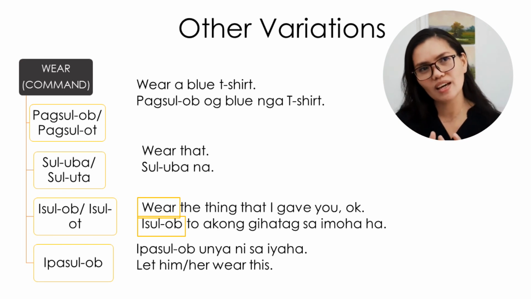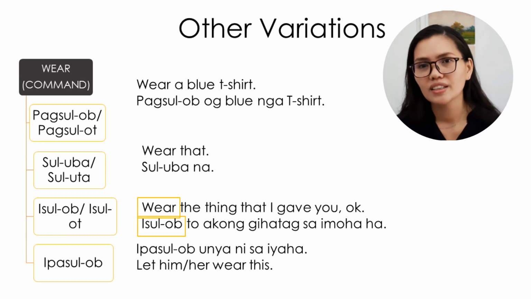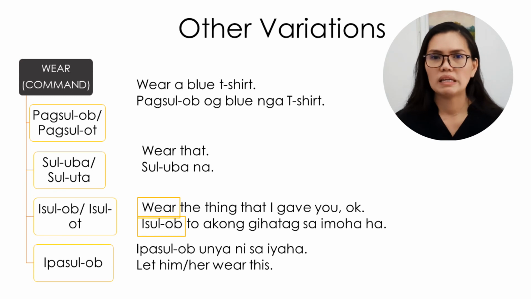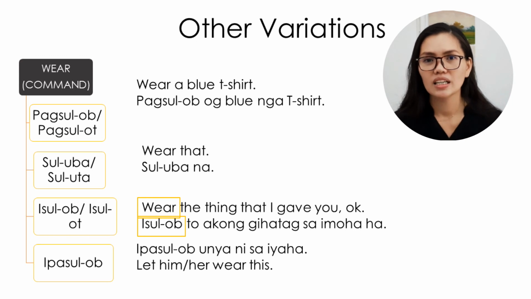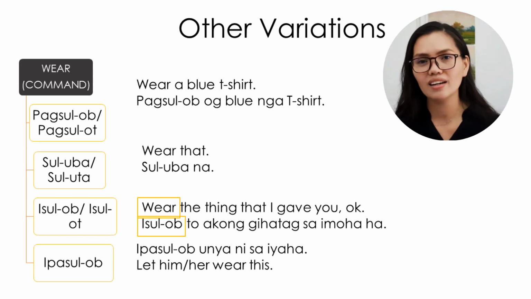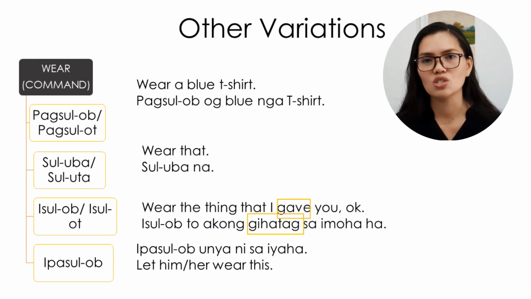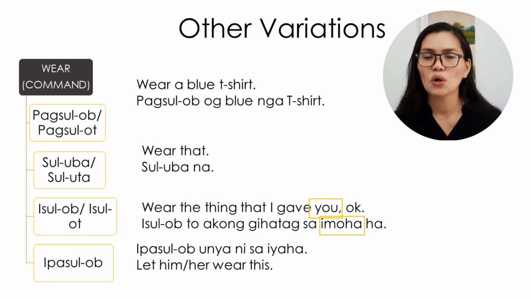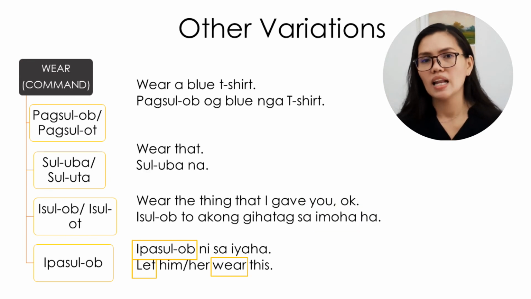Next, wear the thing that I gave you, okay? So this is sort of like asking nicely for the person to wear the thing that you gave her or him. This could be anything wearable. Isul-ob to akong gihatag sa imuha ha. The ha here is making the sentence more polite and more gentle, on the softer side. Wear the thing that I gave you, okay? Next, ipasul-ob ni sa iyaha means let him or her wear this. Iyaha is him or her.